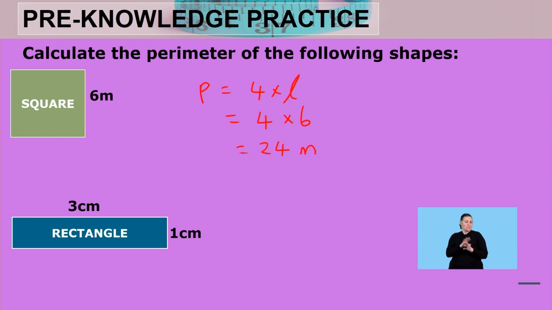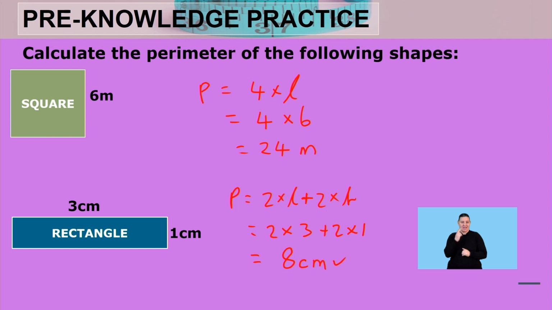Nice work. The rectangle. The perimeter for a rectangle is 2 times length plus 2 times breadth. Oh, that's not a plus sign. Hey, there we go. That's a plus sign. So again, 2 times length plus 2 times breadth. So we get 2 times, let's call the length 3, and let's call the breadth 1. And here, the calculator tells me that the answer is 8 centimeters. Here we go. Nice work. Let's revise some more on the next page.